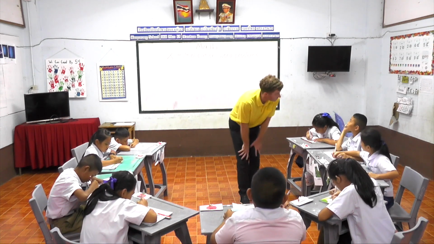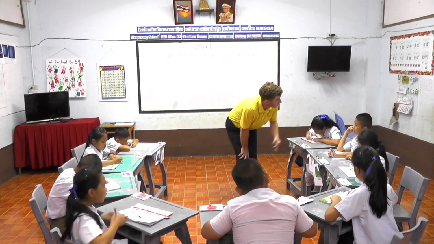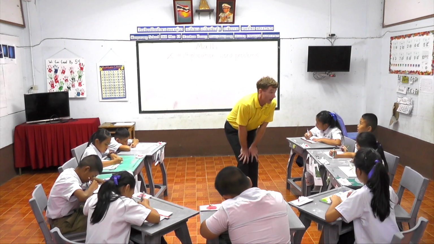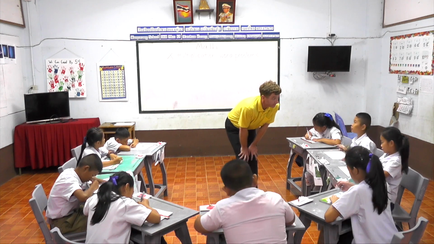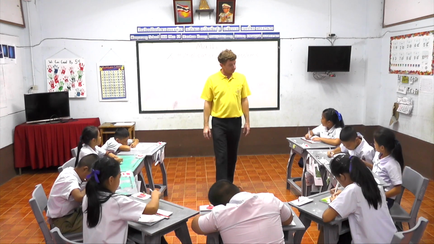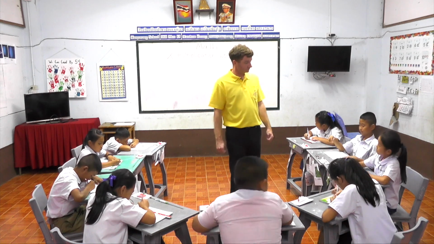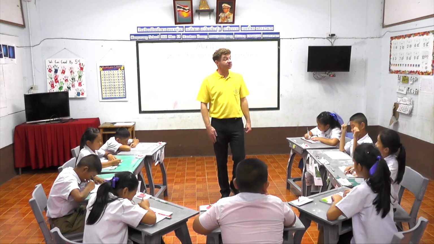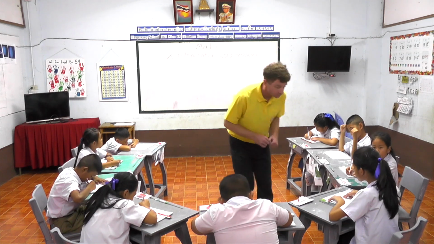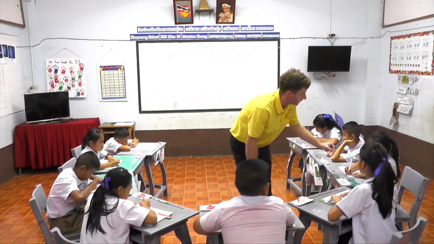Okay, yes, dog eats. So how many? So 3 digits, we need 3 digits. Okay, how many? 100, okay. 1, 0, 0. E-A-C-H. Eat, E-A-T, that's correct. Each, E-A-C-H.